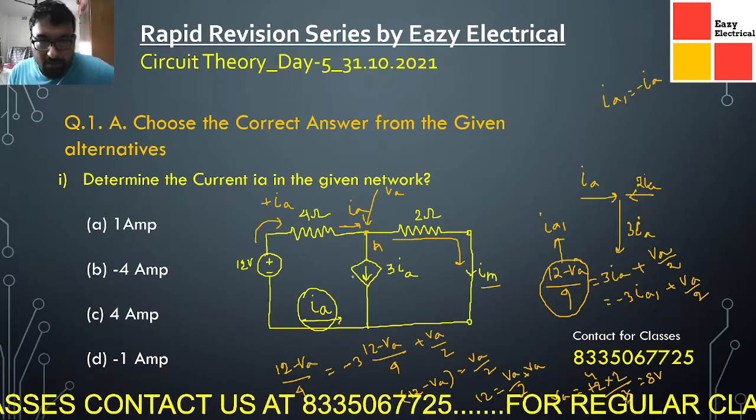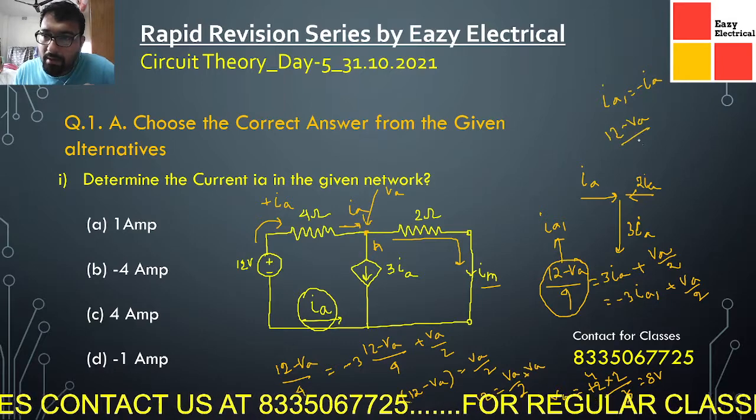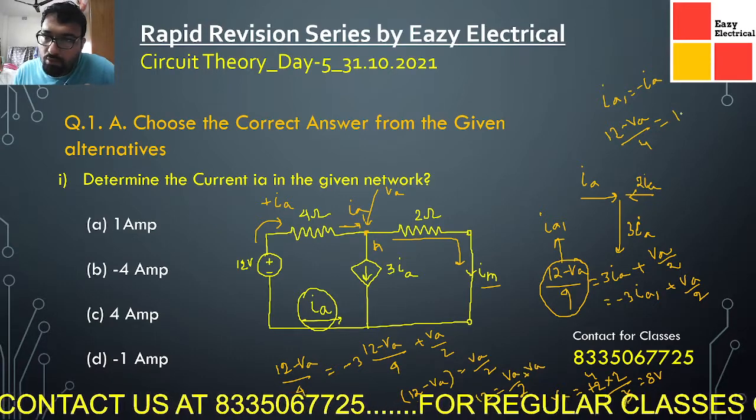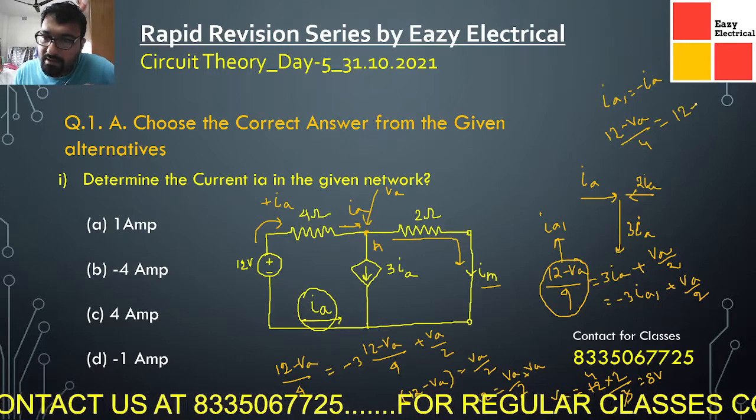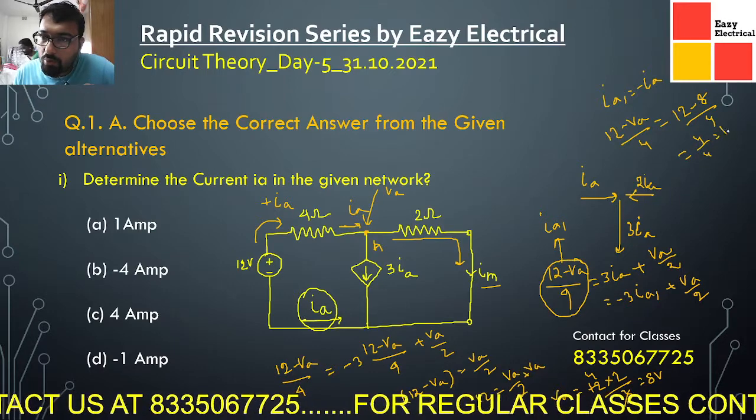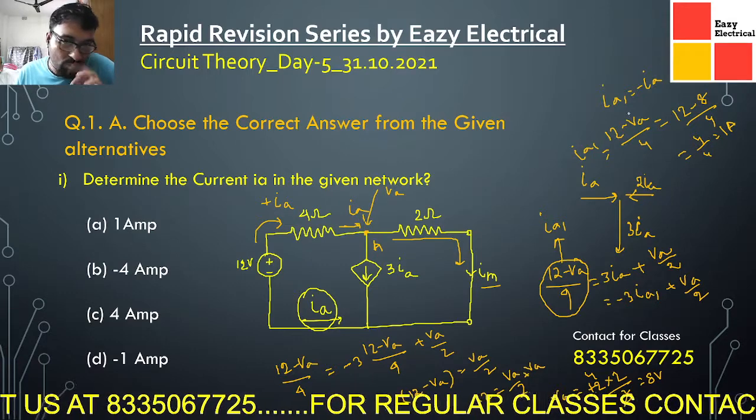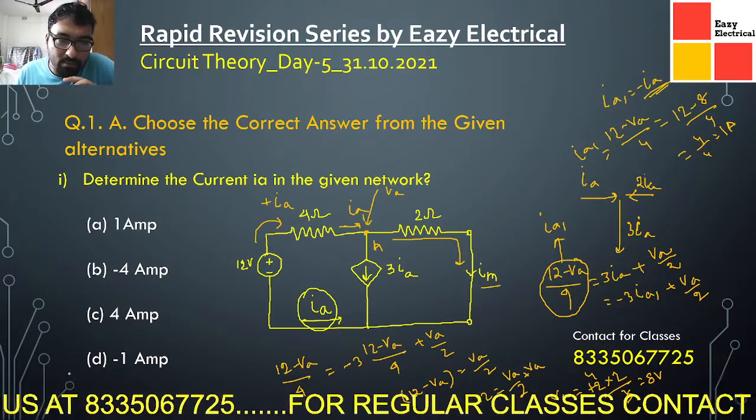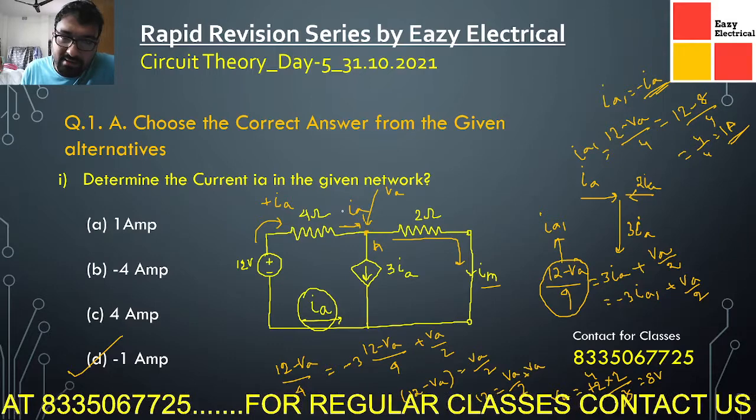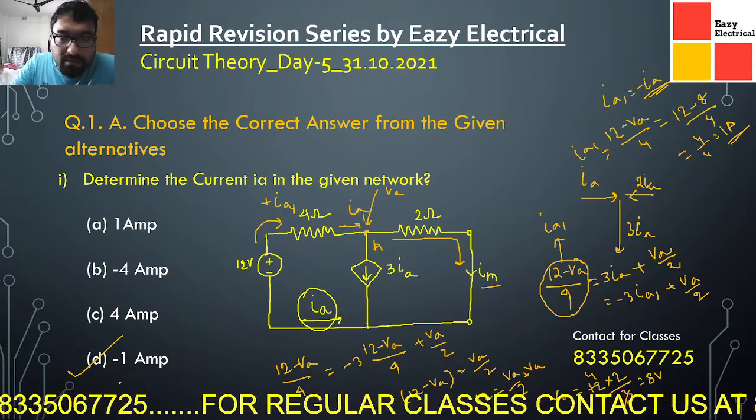So what is the current of IA? IA1 is 12 minus VA by 4, right? So 12 minus VA by 4 is coming out to be 1, because 12 minus 8 by 4, that means 4 by 4 or 1 ampere. So IA1 is coming out to be 1 ampere. So minus IA will be minus 1 ampere. IA1 is this current, this current I am taking IA1. So minus 1 will be the answer.